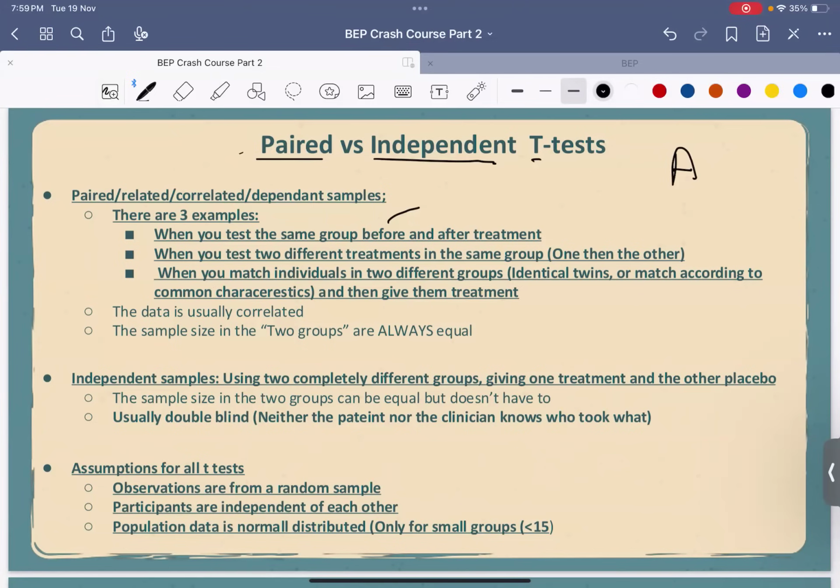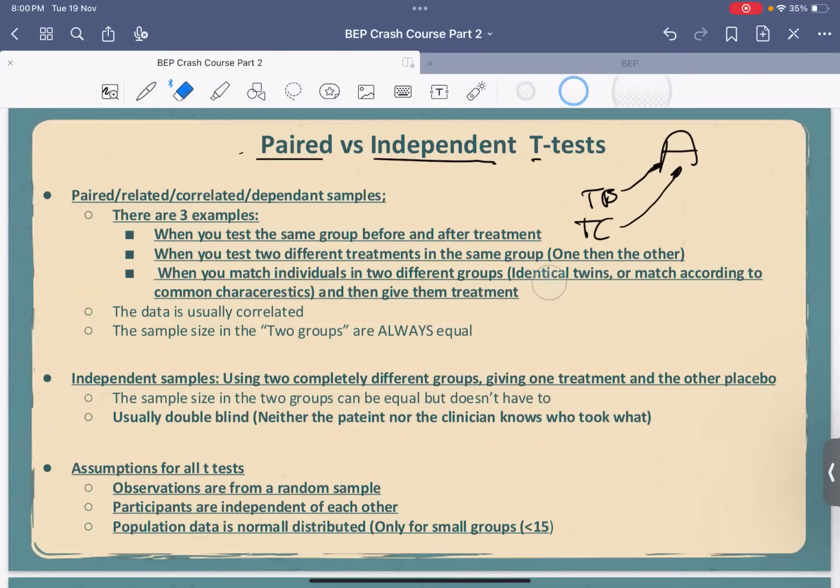The second example is when you test two different treatments in the same group. So same group A, in the beginning we give them treatment B, and you measure whatever you want to measure during this period of treatment B. Then you wait for a bit for the effects of treatment B to go away, and then you give them treatment C in the same individuals. And then you see the effects of treatment C. So that's another example.